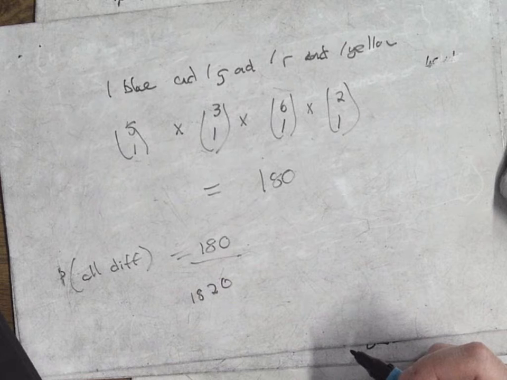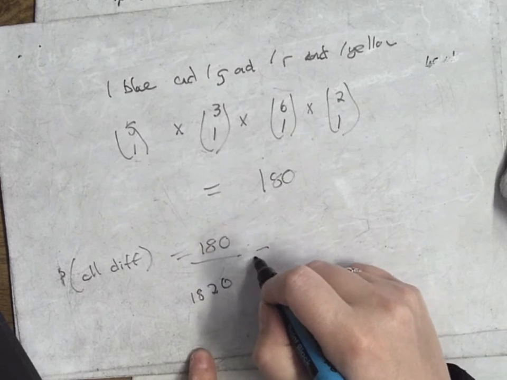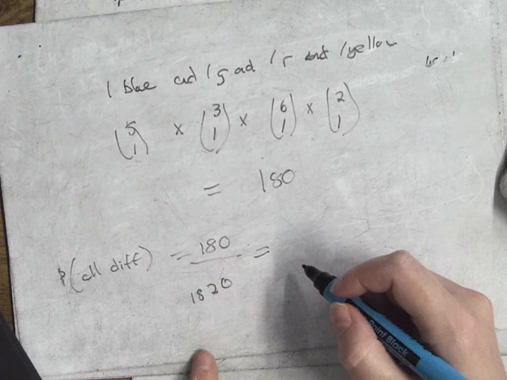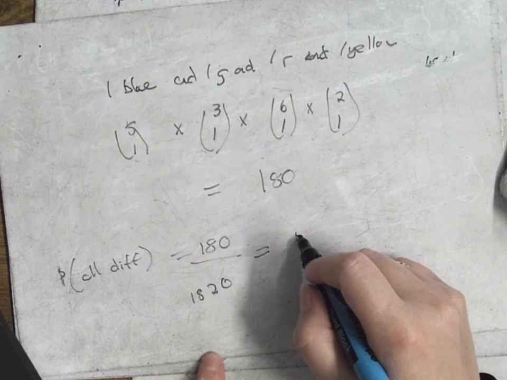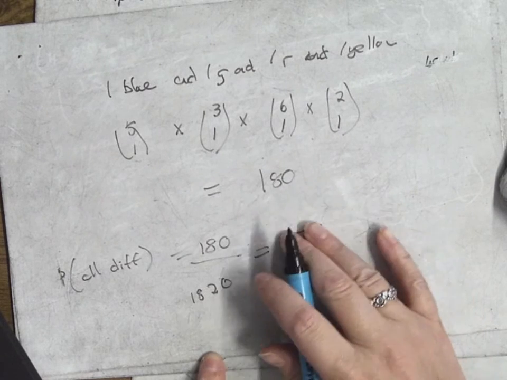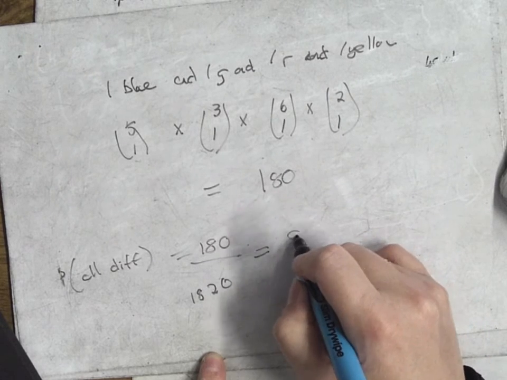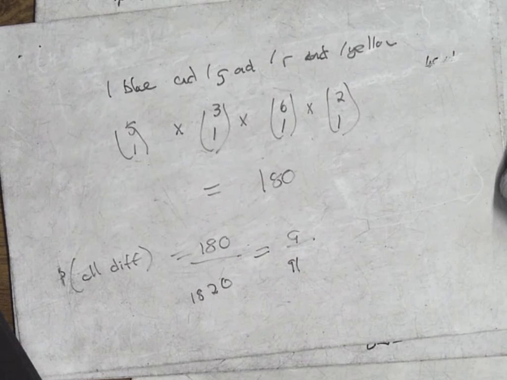Is that okay, Eva? Right, are we all alright? Okay, and does that cancel down? Probably does, but who cares? 55 over 182. No, I looked at the wrong one. 9 over 91. Is that okay? Right, any other one that you need me to do? No, right, I'm going to give you more of them to do in a few minutes.